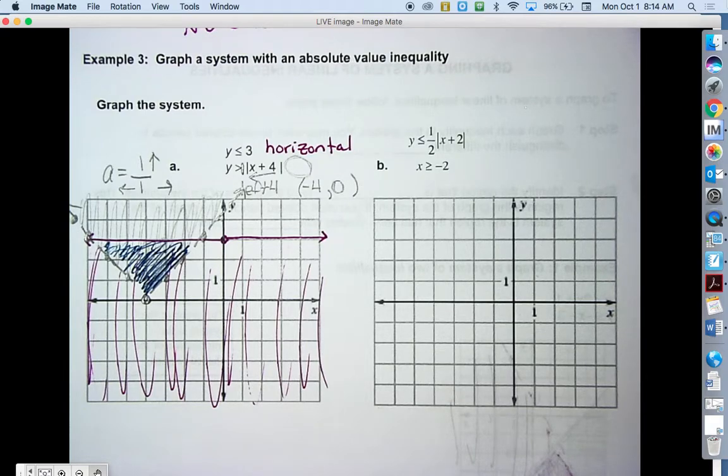So see if you can graph the last one there. We have y is less than or equal to 1/2 times the absolute value of x plus 2. So think, how does the graph shift? That 1/2 is your slope. So you're going up 1, right 2, up 1, left 2.